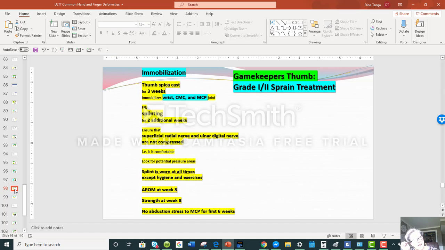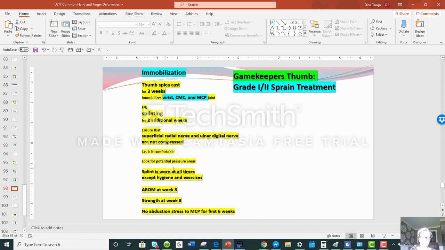Immobilization: thumb spica cast for 3 weeks. Immobilizes the wrist, the carpal metacarpal and metacarpal phalangeal joints. Splinting for an additional 2 weeks. Ensure that the superficial radial nerve and ulnar digital nerve are not compressed. This is a grade 1 and 2 sprain treatment.